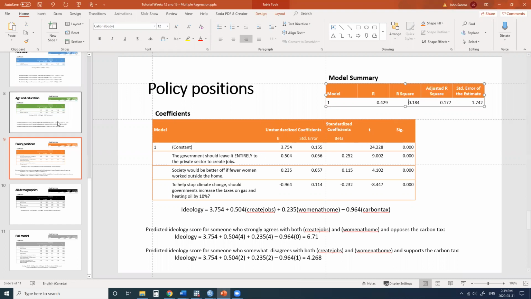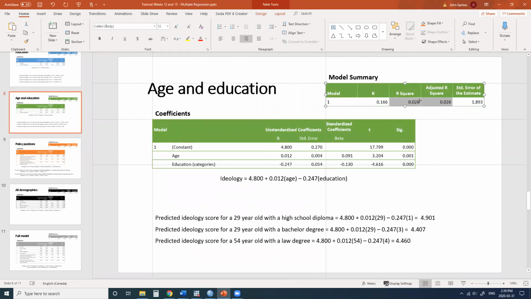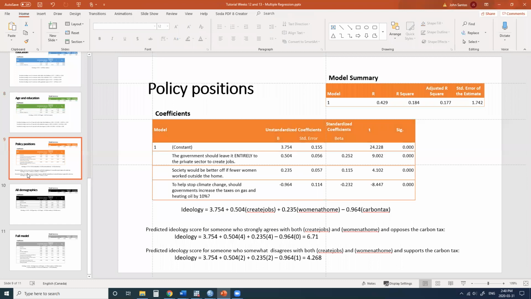So certainly doing a hell of a lot better than our demographic models. So the next time you see a polling firm do a media release and say, oh, look at this demographic divide, you know that political orientations are much bigger explanatory factors on people's ideology than simple demographics.